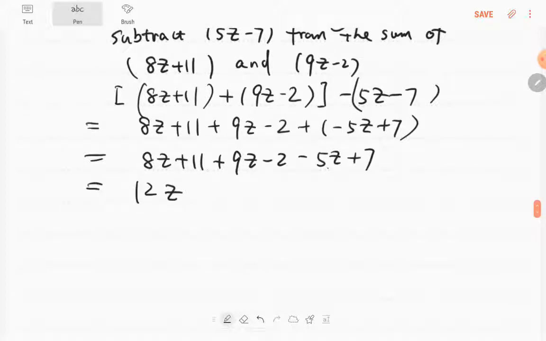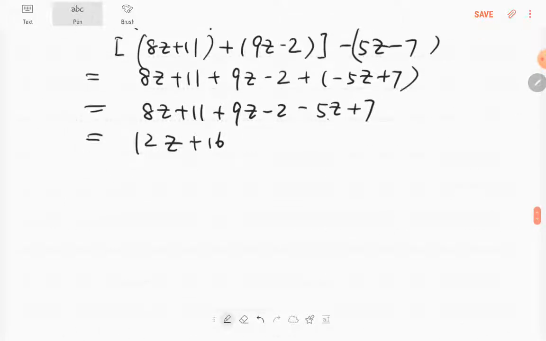After that, we still have 3 constant terms. So 11 minus 2 plus 7. So it will be 16. So it's almost the same thing. When we do the problem with both adding and subtracting, we still need to treat it as addition. Okay? We only need to subtract some term just like a plus the opposite of that polynomial.